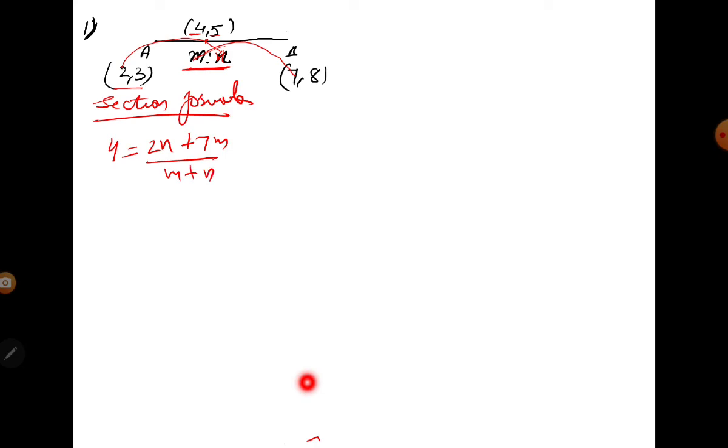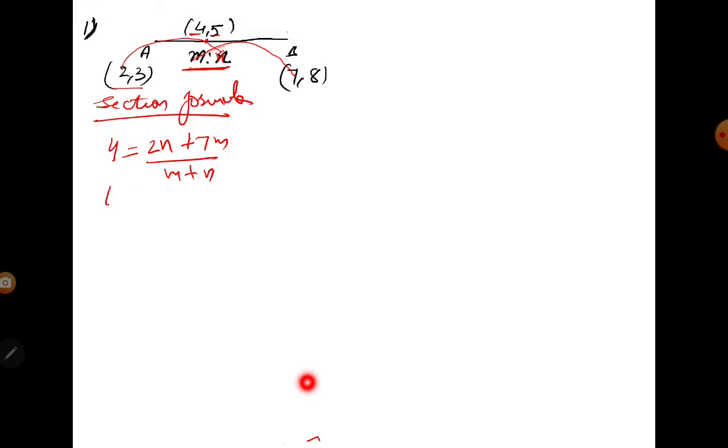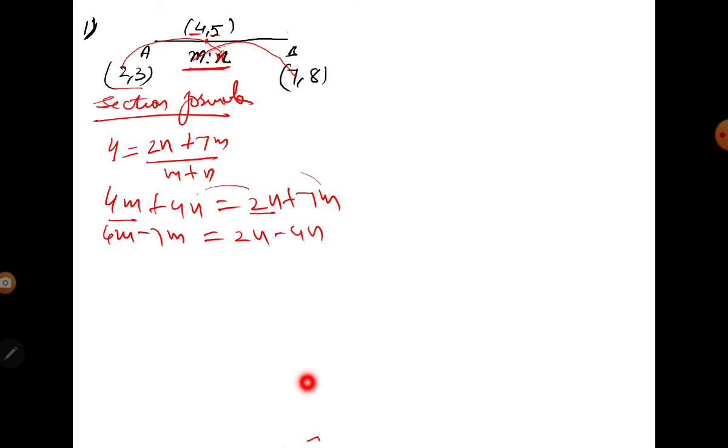So by multiplying, you can get the value of m by n. Whenever you have to find the ratio, you can take only one coordinate. No need to take another one. So now I am going to cross multiply. It will be 4m plus 4n equals 2n plus 7m. So take m and n on different sides. Now here, 4m minus 7m: 7m will shift that side and the sign will be changed. Now here 2n, this 4n will shift to the right side. So 2n minus 4n. So here I got minus 3m equals 2n minus 4n.